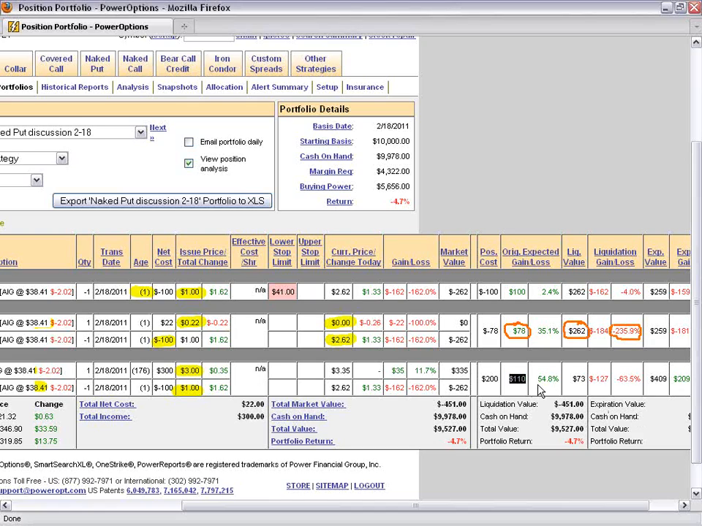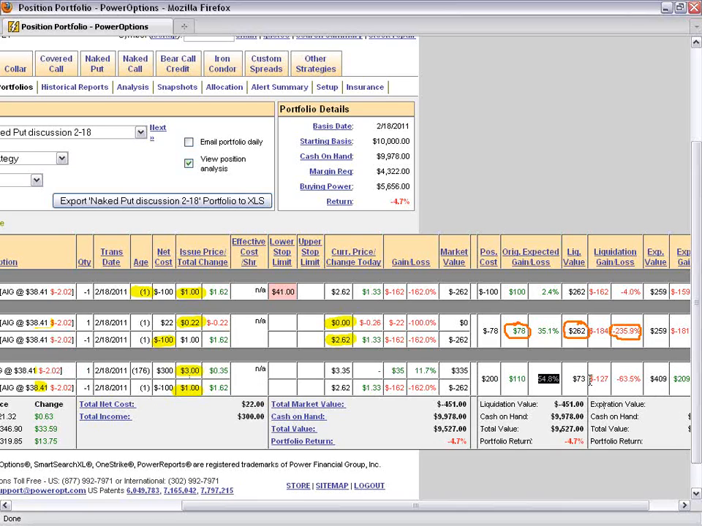Now the calendar spread gave us sort of the biggest leverage return. Our expected gain was about 110 or 54.8%. That's of course if the stock was trading right at $41 on today's expiration. And we were holding a long-term August 38 put.